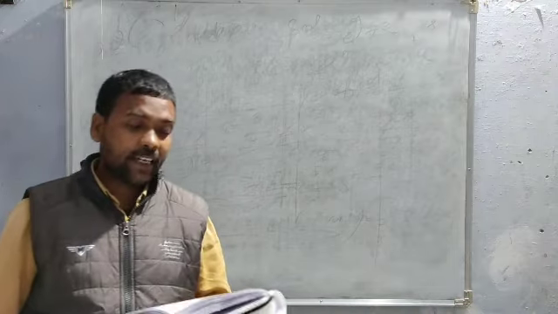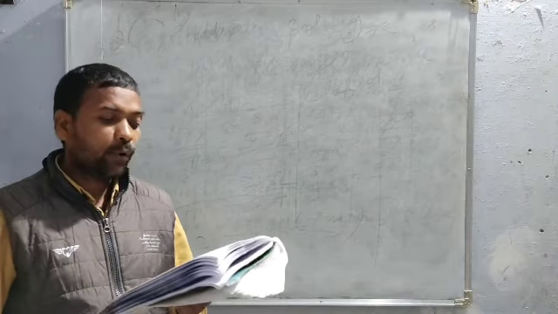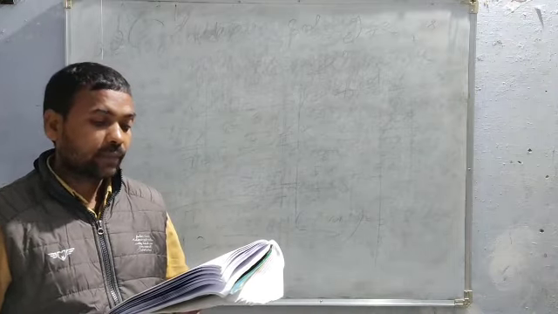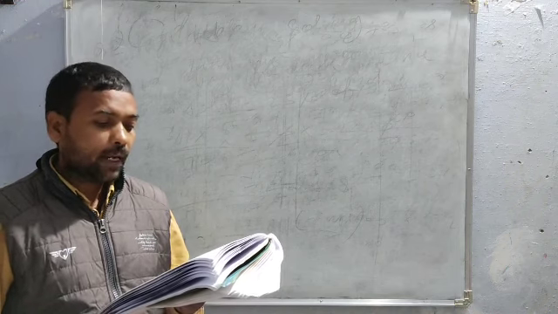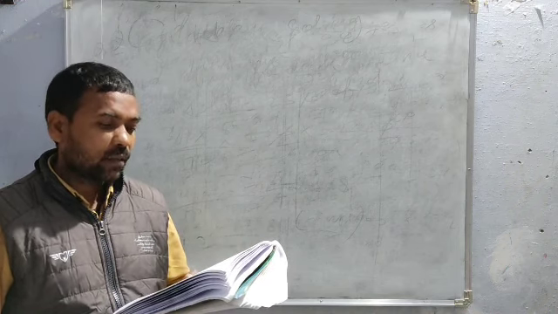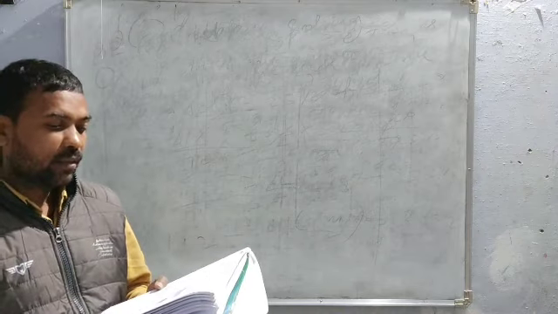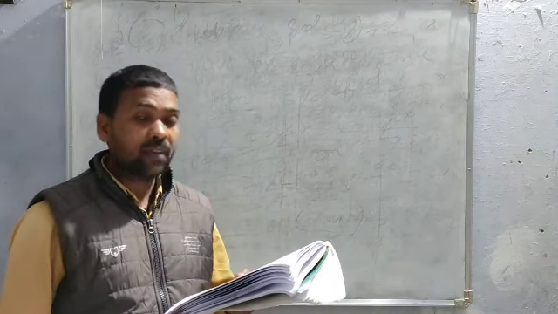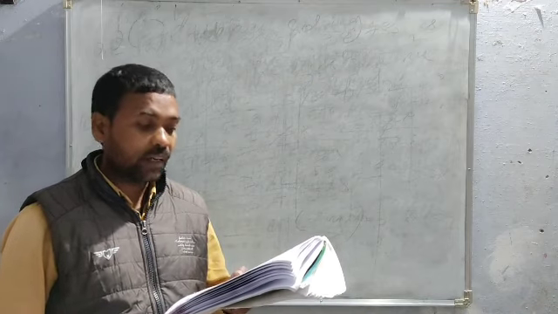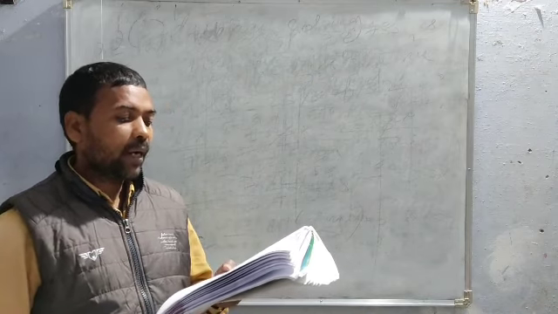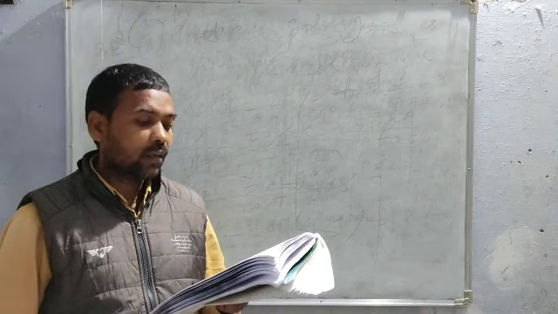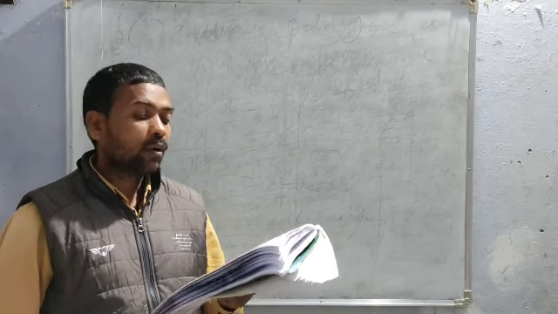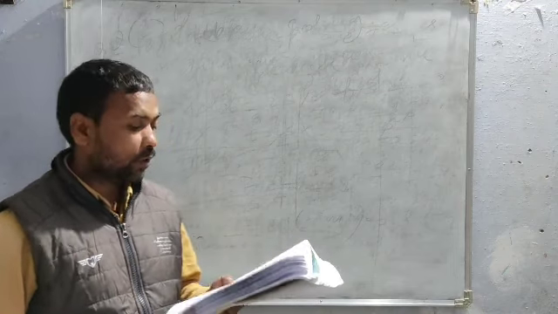Now see children, second one. There were 40 children in a class. Out of them, 35% are girls. How many are girls? Here asking how many are girls. Percentage of girls is given and total number of children is given. So just find 35% of 40, the number of girls will be 35% of 40.